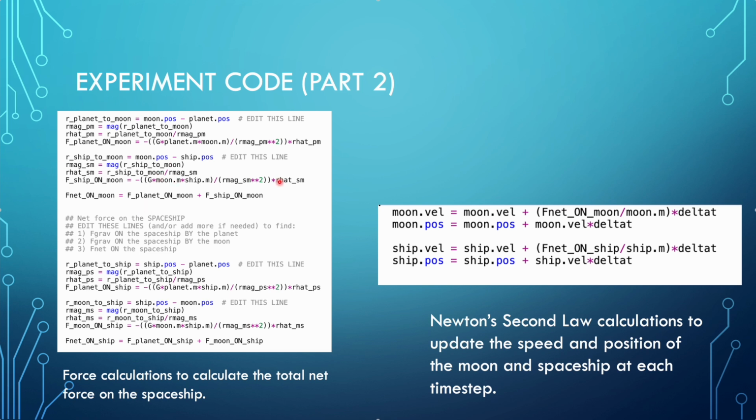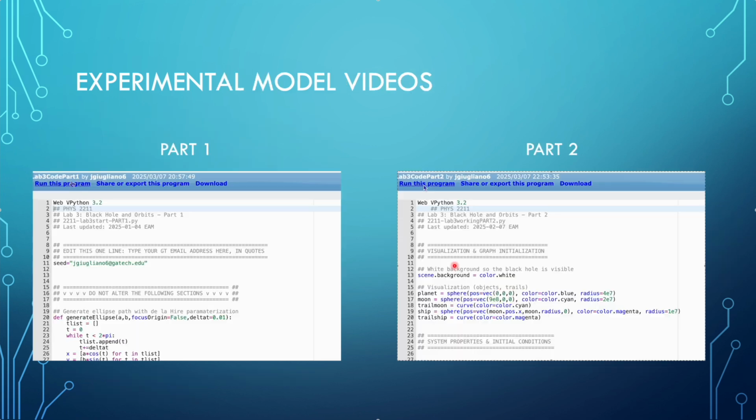For part two, we have our force calculations on the left, which are the planet to moon, ship to moon, planet to ship, and moon to ship net force calculations. And then we have our Newton's second law calculations to calculate the moon's velocity and position and the ship's velocity and position during part two.